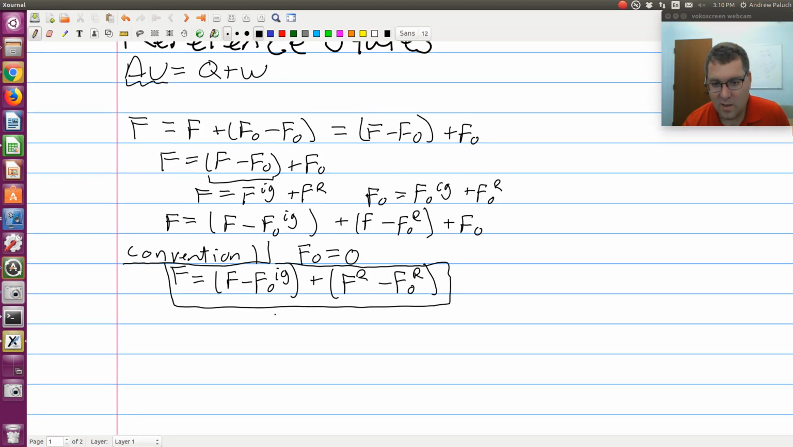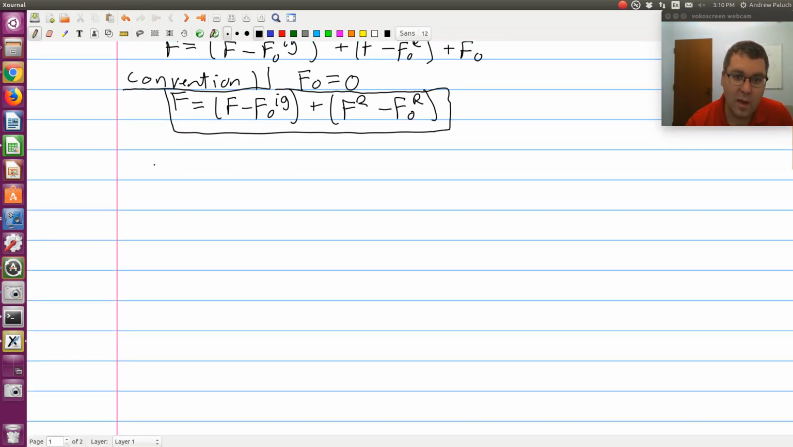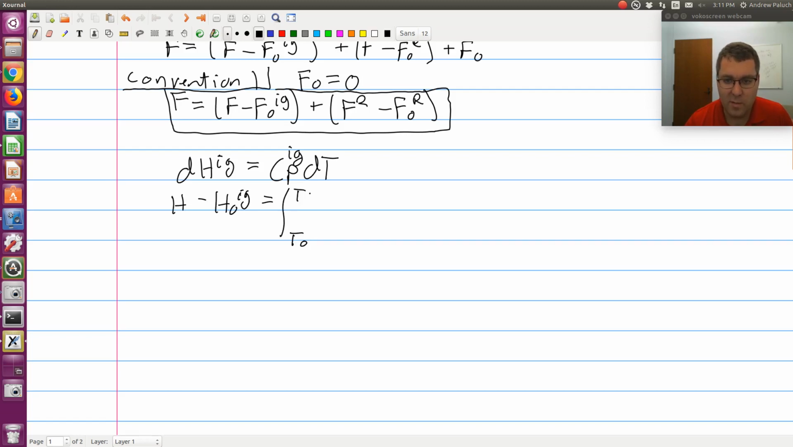How does that make things easier for us? If you think about enthalpy, the enthalpy of an ideal gas is just dH ideal gas is Cp dT. So if I want to calculate the change in enthalpy, H minus H naught ideal gas would just be the integral from whatever my reference state temperature is to my temperature of interest, Cp ideal gas dT. So this ideal gas term I can readily calculate. If you look in the back of your book, there are polynomial expressions for the ideal gas heat capacity. Then for the residual terms, I can analytically evaluate those two terms using my favorite cubic equation of state or corresponding states theory, so the Lee-Kesler tables.